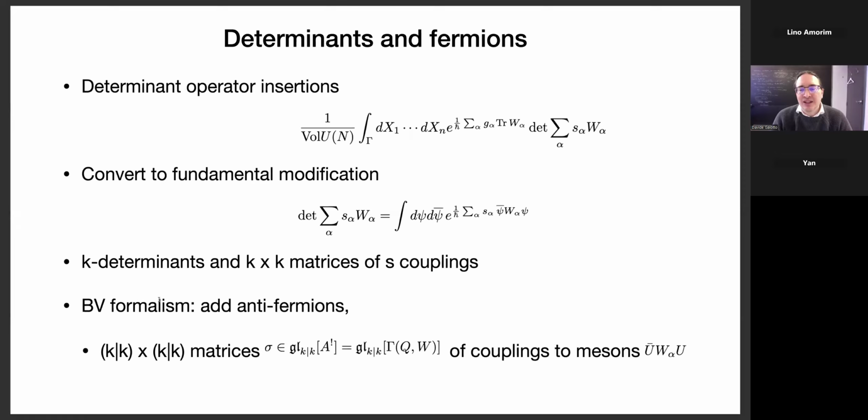Good. First, I want to add D-branes. Or let's go back to the matrix model. I want to insert a determinant inside the matrix model. Determinants are determinants of matrices. So to build a matrix, I'm going to take a linear combination of words and take the determinant of that. So I get a bunch of new couplings, these S's.